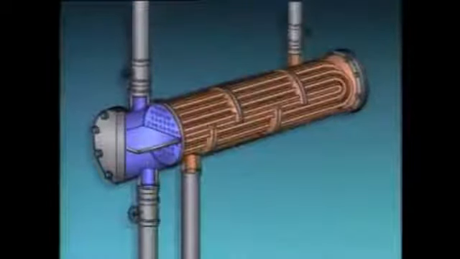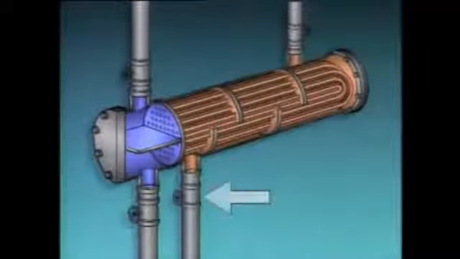Then the operator opens the shell side inlet valve the rest of the way. At that point, he informs the control room that the shell side is lined up and that they can establish the proper flow rate through the shell. On the heat exchanger shown in this example, there is no isolation valve on the outlet of the shell side. Some shell and tube heat exchangers have an isolation valve on this outlet. With those heat exchangers, the isolation valve must be opened to complete the flow path through the unit.